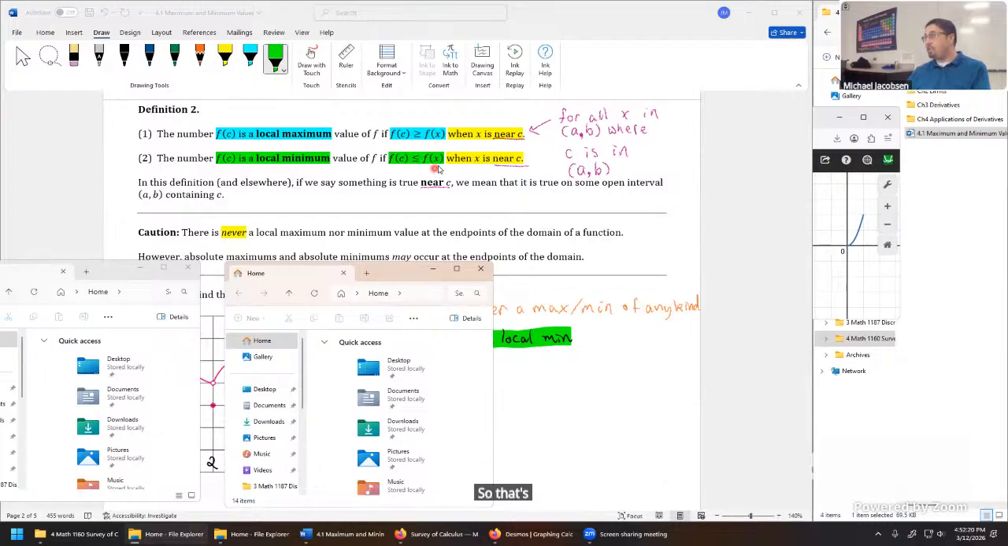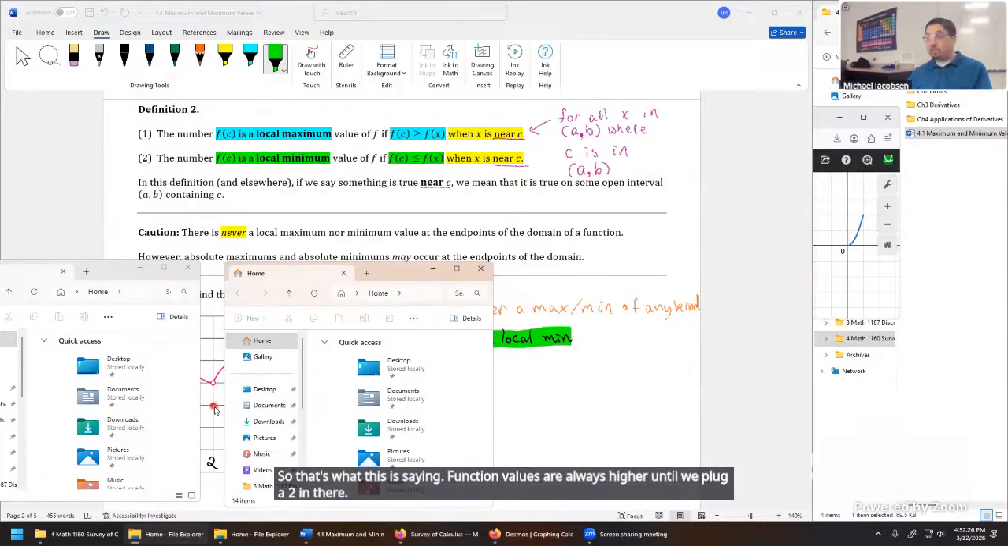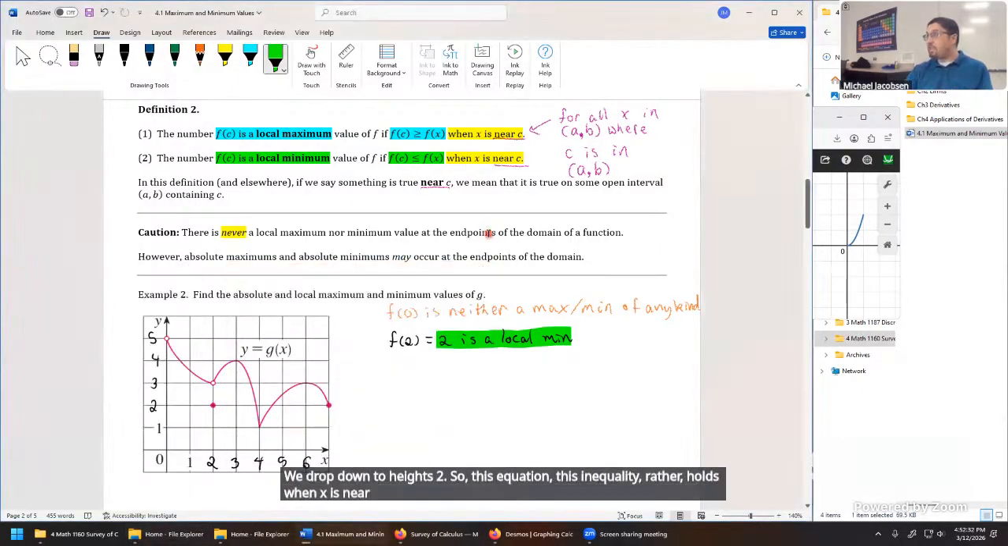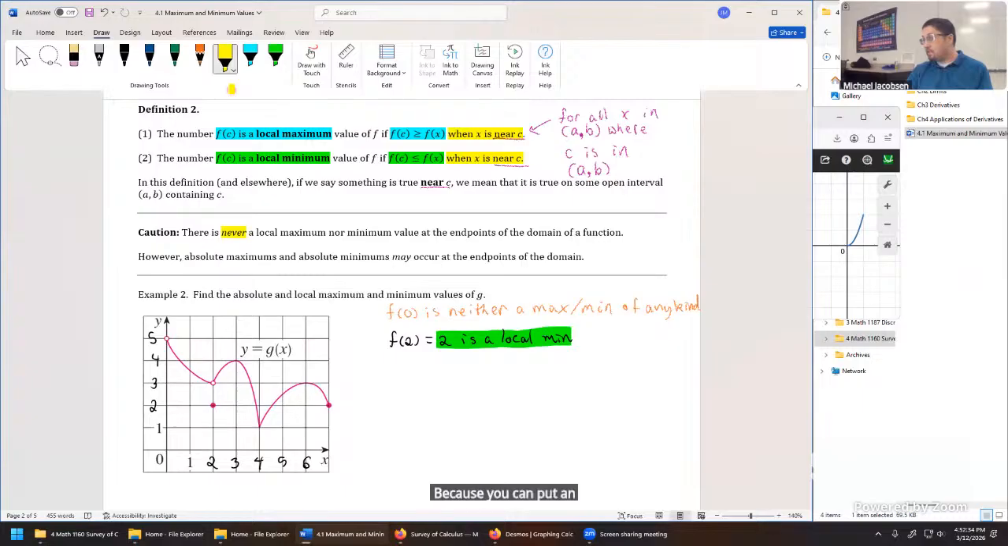So that's what this is saying. Function values are always higher until we plug a 2 in there, and we drop down to height 2. So this inequality holds when x is near c, because you can put an open interval right around here. The interval might be, say, from 1.5 up to 2.5. Then from 1.5 to 2.5, that function value right here at height 2 becomes the minimum.